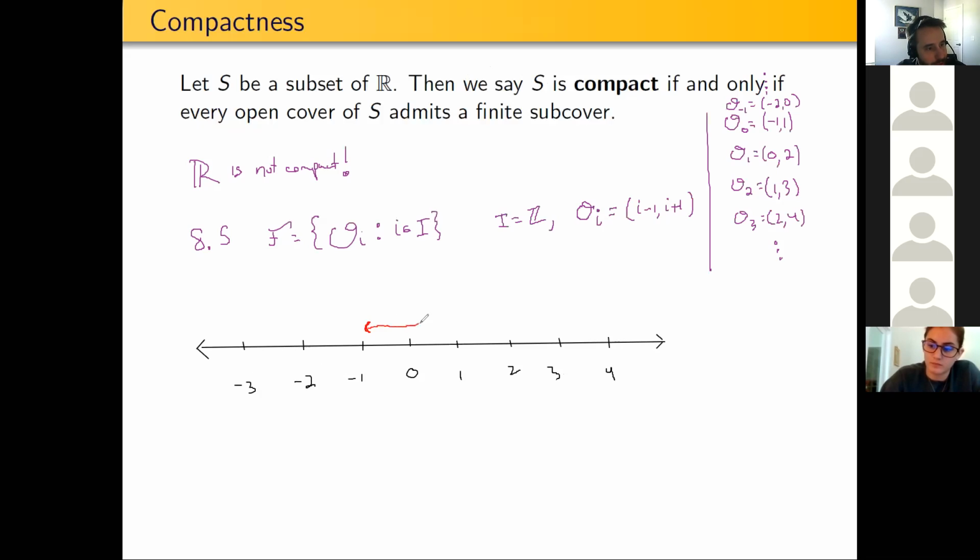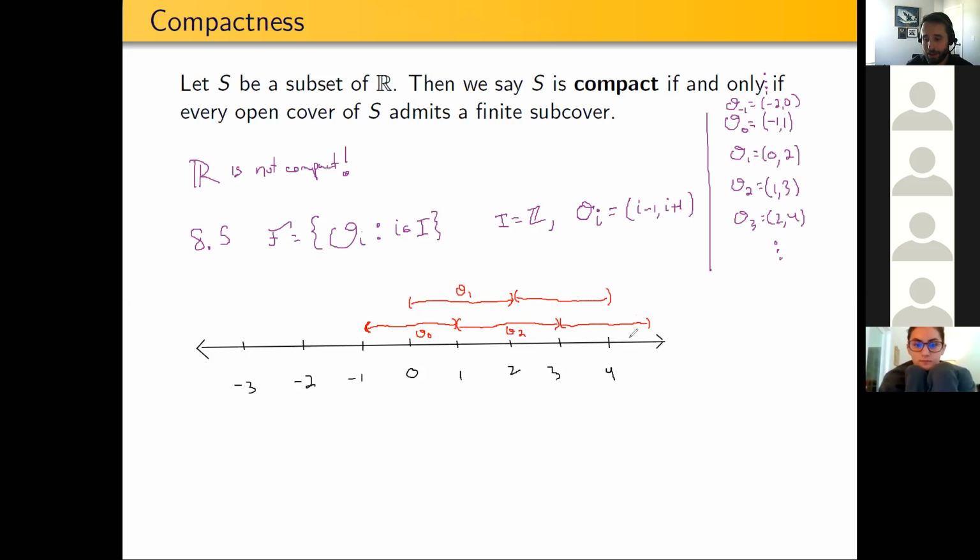If I wanted to draw such an open cover, I could draw it like this. Right, so this would be O sub 0. It's the interval from -1 to 1, centered at 0. Here's the interval O sub 1. Here's the interval O sub 2. That goes from 1 to 3. All right, and then so on and so on. So we could keep drawing these open intervals like this.